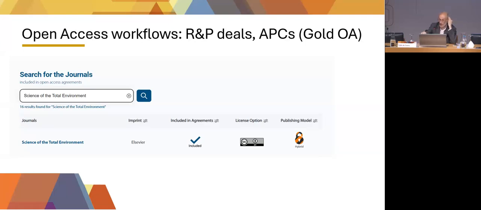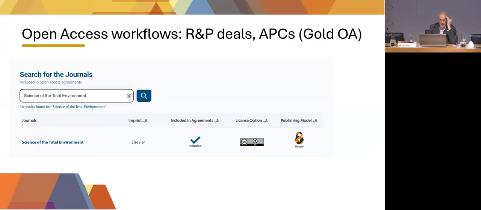In terms of supporting open access, the read and publish deals are increasingly used by researchers to make their papers go to open access at no cost for them. And there is an example here. There is a database where you can see for a given journal title whether it's covered by any of the read and publish deals that you're running at the university.